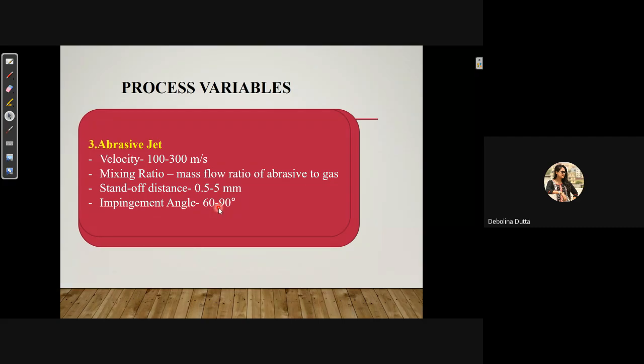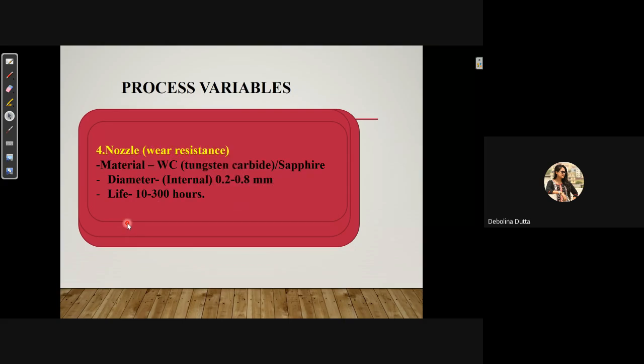Impingement angle is the angle at which the jet interacts with the workpiece. This impingement angle is generally maintained at 60 to 90 degrees. To get a good material removal rate, it is very necessary to maintain the impingement angle. Okay, next process variable, that is the nozzle.